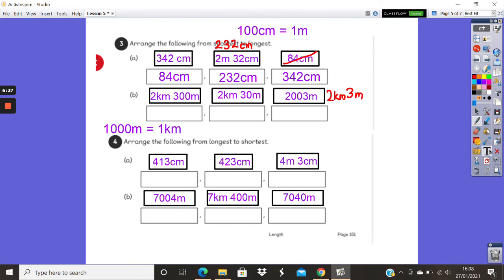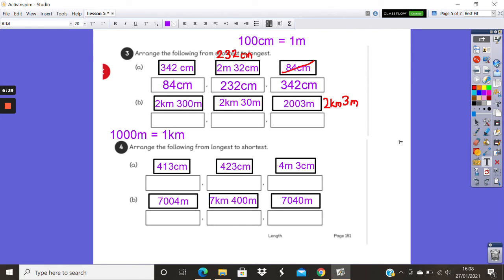Okay, so now we can put those in order, starting with the shortest again. So the shortest here would be the 2 kilometres, 3 metres. And then we've got 2 kilometres 300 or 2 kilometres 30. So we know 30 is smaller than 300, so that would be 2 kilometres 30 metres. And then 2 kilometres 300 would be the biggest.